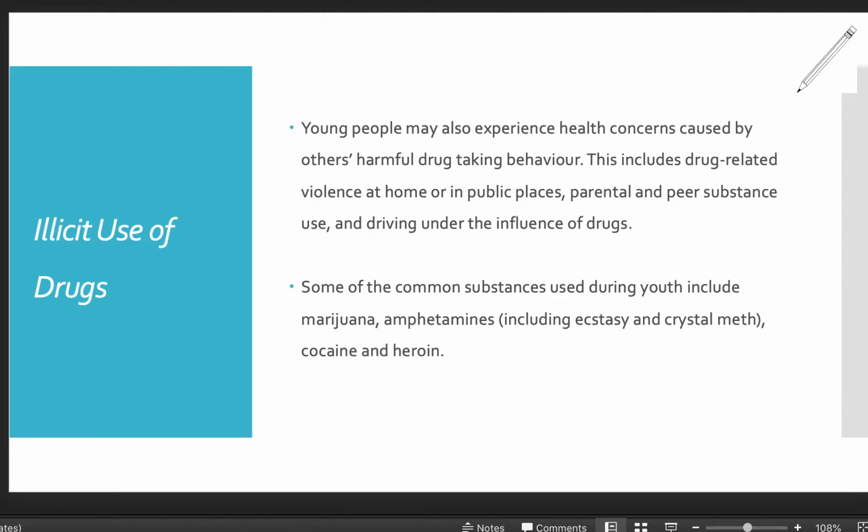Now that we've come back, we need to continue taking these notes and understand that young people can often have some health concerns that are caused by others' harmful drug taking behavior. So this is saying that you might not be taking the drug, but by hanging out with somebody who is, drug-related violence, whether it be at home or in public places, parental and peer substance use, and people driving under the influence of drugs can have a major impact on young people.